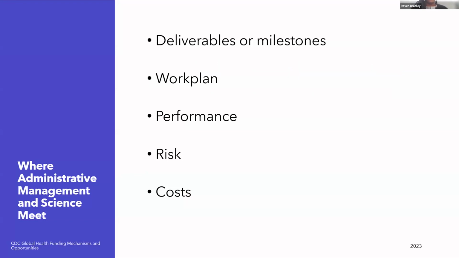So these are really good areas to highlight to see where we really collide and collaborate closely together for your projects. So deliverables and milestones, we're going to monitor that project together. We're going to make sure, as you're submitting invoices and things like that, those deliverables are being met. We're making good progress.